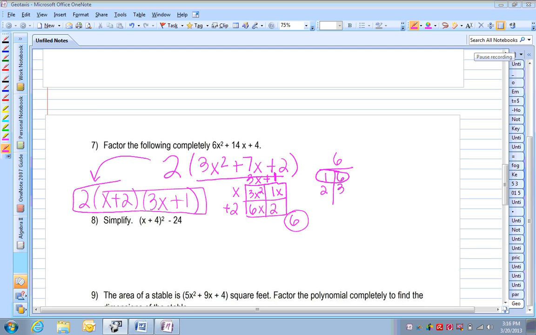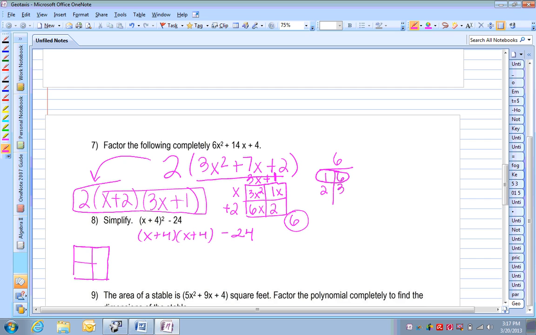Okay, so the next, problem 8, we have to simplify this expression. Well, first of all, I see an exponent, so I need to deal with that. x plus 4 squared is the same thing as writing x plus 4 times x plus 4. And then we bring down the minus 24. So now, in order to multiply x plus 4 and x plus 4, I'm multiplying a binomial times a binomial. So I'm going to do a box method or FOIL. Either way works. I'm going to choose box method and multiply.